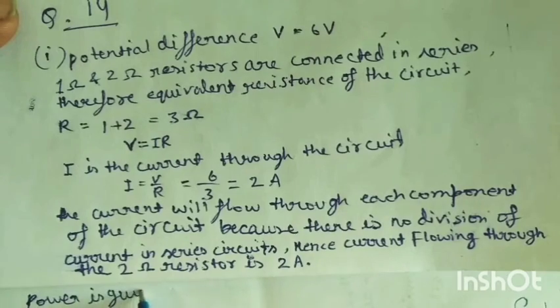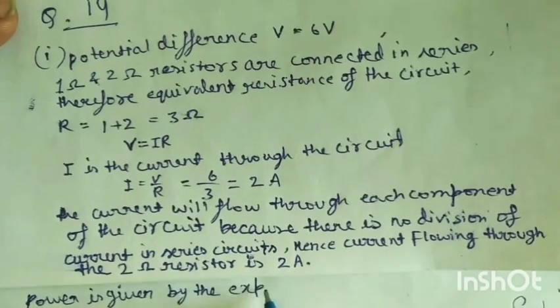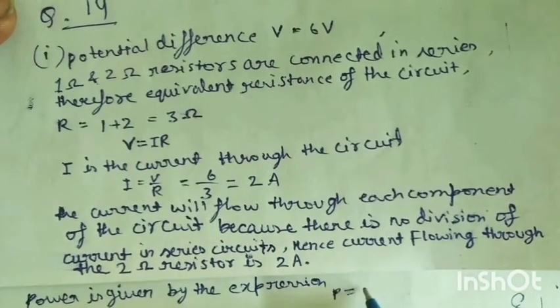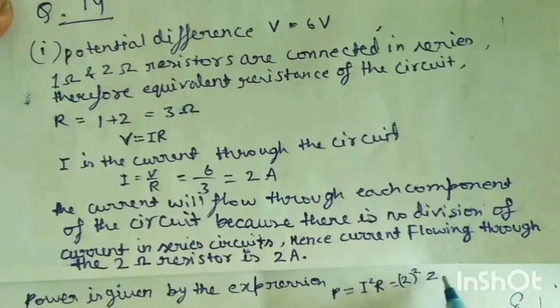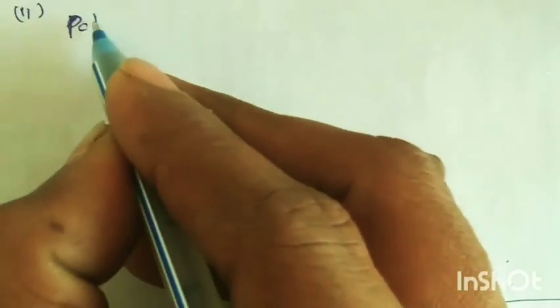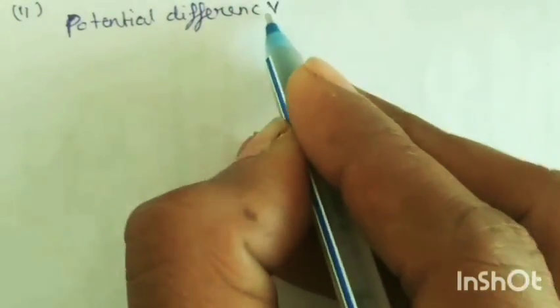Power is given by the expression P is equal to I squared R is equal to 2 whole squared into 2 is equal to 8 watt. Second, potential difference V is equal to 4 volt.